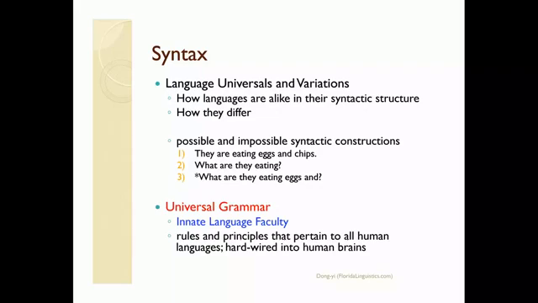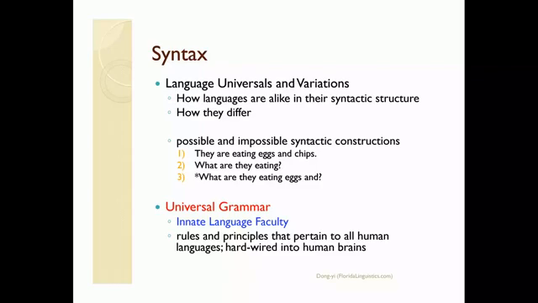One of the primary goals of linguistics is to uncover language universals and variations. Syntacticians are also interested in how languages are alike in their syntactic structure and how they differ. Therefore, an important part of syntactic research is to investigate possible and impossible syntactic constructions or structures across the world's languages. For example, let's look at sentences 1 to 3. In English, it is possible to replace a coordinate phrase with a wh-phrase and displace it to the sentence initial position, like the sentence in 2, that is, "what are they eating?" However, it is impossible to displace just one phrase in a coordinate structure to the sentence initial position. The sentence in 3, that is, "what are they eating eggs and," is ungrammatical.